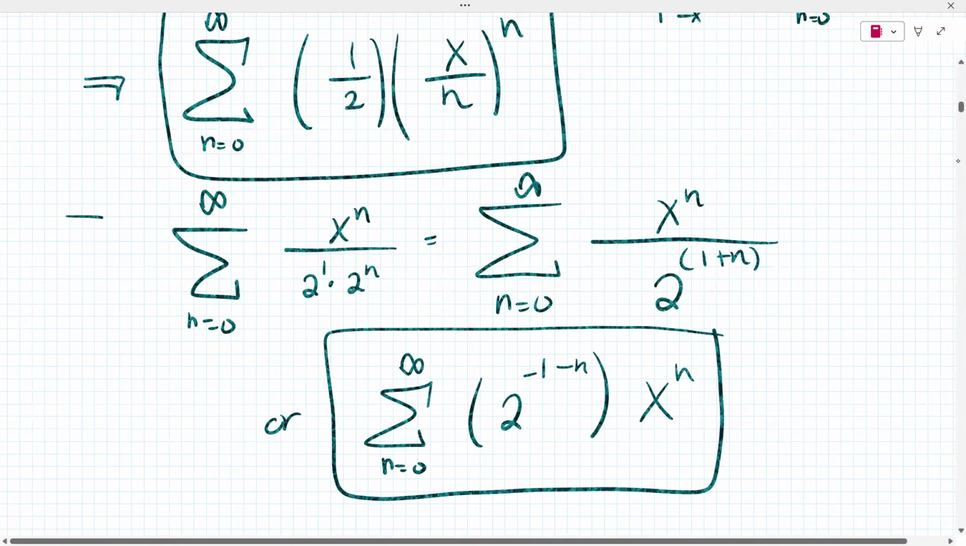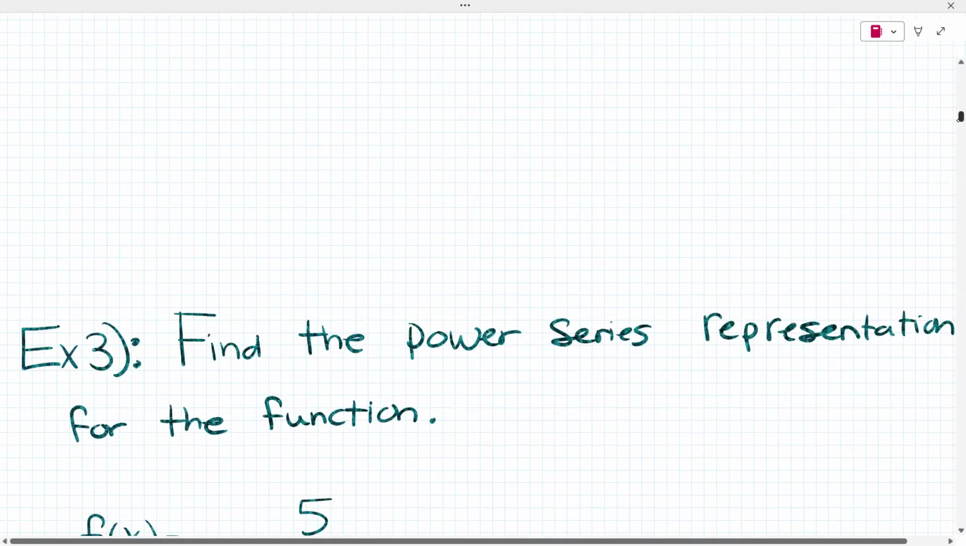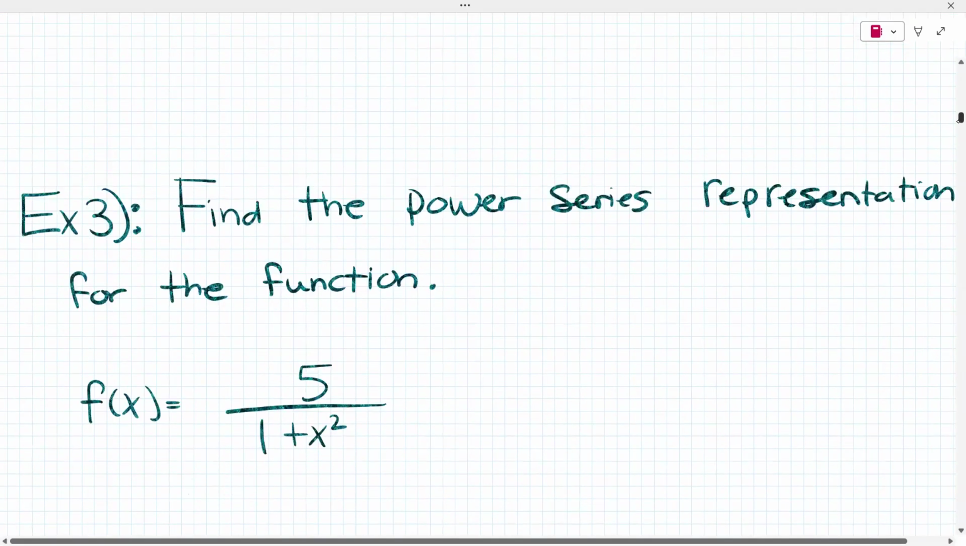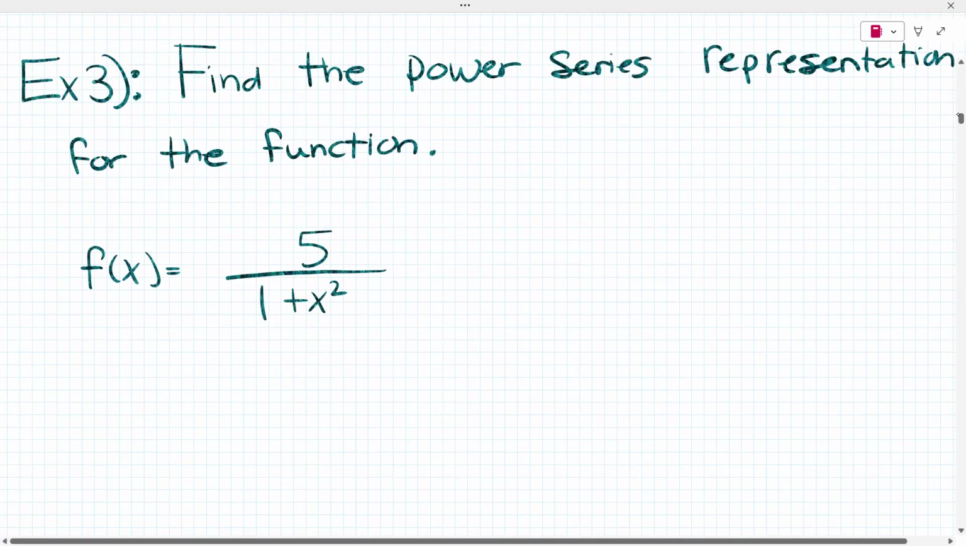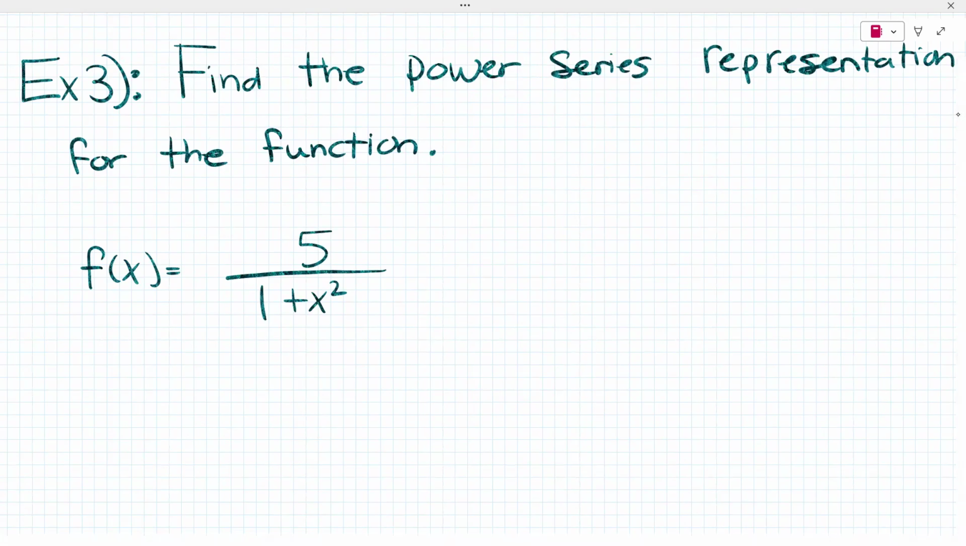Okay, let's move on to example 3. Example 3 says, find the power series representation for the function f of x equals 5 over 1 plus x squared. So we really want to make it look like this rule. You have to write this rule more than once, that's fine. 1 over 1 minus x equals the summation of n equals 0 to infinity of x^n.